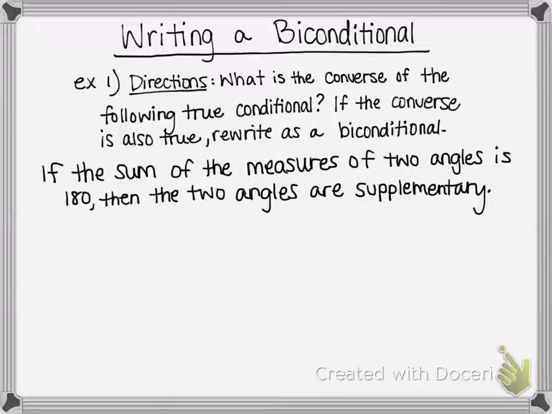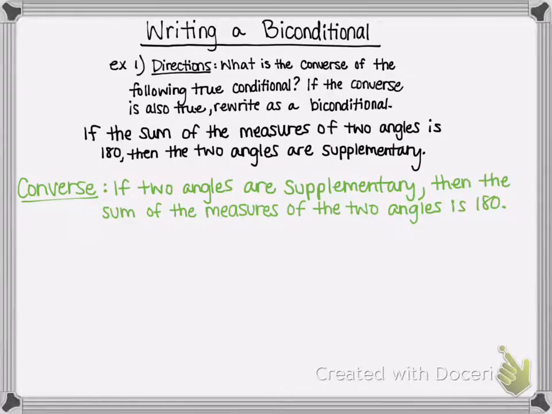So the first thing we need to do is identify what is the hypothesis and what is the conclusion that we are going to have to switch in order to write the converse. Okay, well, the hypothesis is the sum of the measures of two angles is 180, and then your conclusion is the two angles are supplementary. So when we write our converse, we should have: if two angles are supplementary, then the sum of the measures of the two angles is 180.